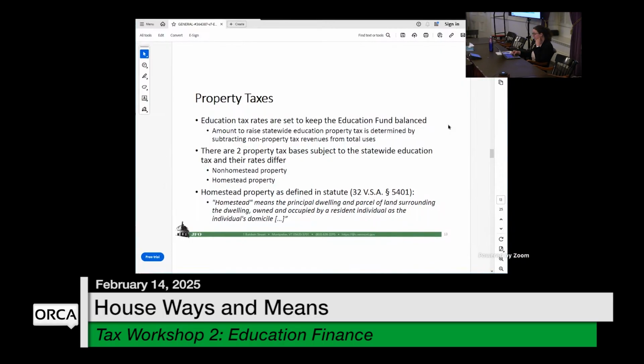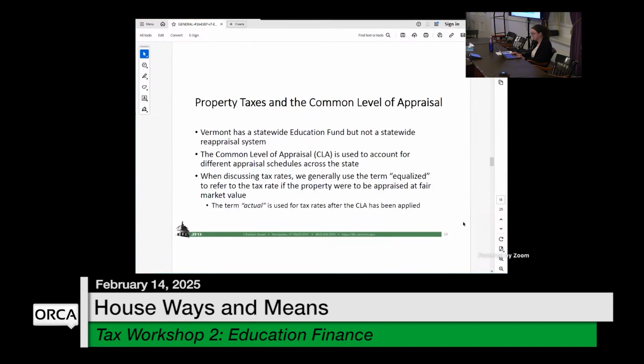I've included a little bit of legislative language here, but in non-legislative language, sort of the way to think about homestead property is where does somebody live, their principal dwelling, and the surrounding land. So that's what homestead property is. Non-homestead property is everything else that's subject to property tax.